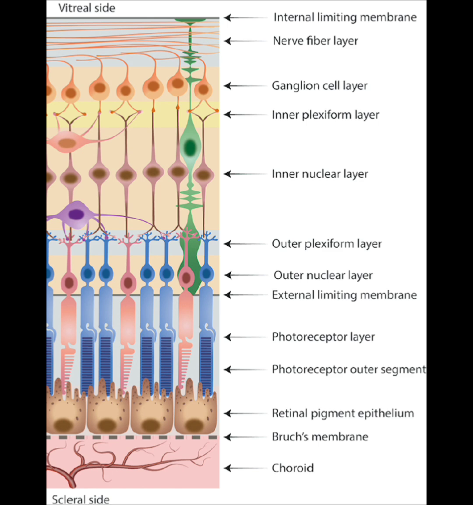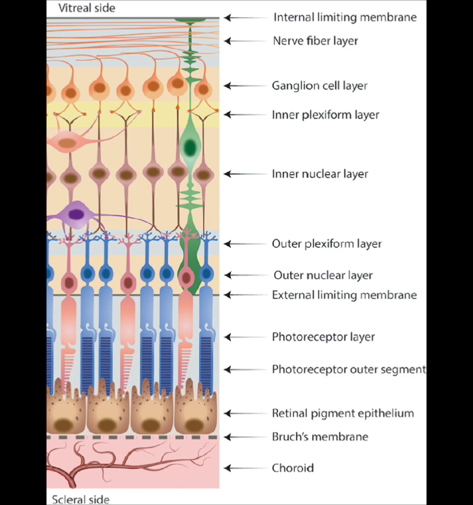Nerve fiber layer, NFL. This is the highway of wires. It consists of the bundled axons, output cables, of the ganglion cells. All these wires run across the retina and eventually converge to form the optic nerve, which leaves the eye.